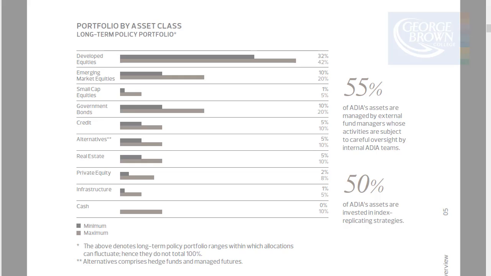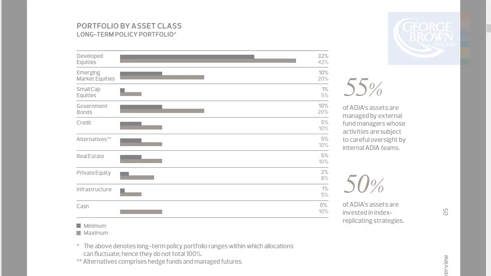And a very important point over here is that 55% of Abu Dhabi Investment Authority's assets are managed by external fund managers whose activities are subject to careful oversight. So that would mean 45% is in-house, and that's what we were seeing, that with institutional investors, some of the investment professionals are going to be in-house, and some of it's going to be farmed out to external fund managers, and they give us the percentages here.